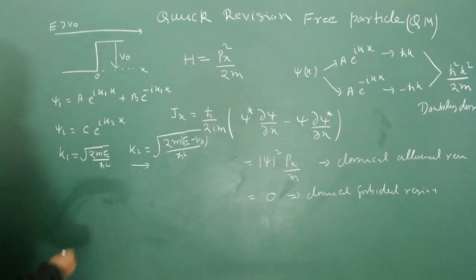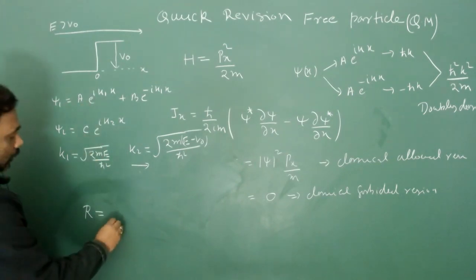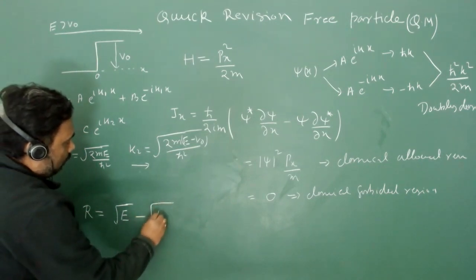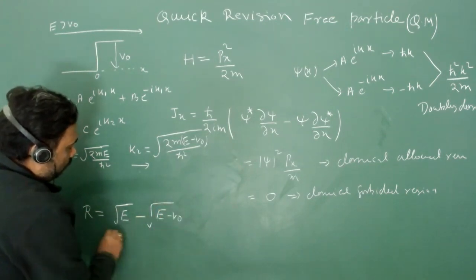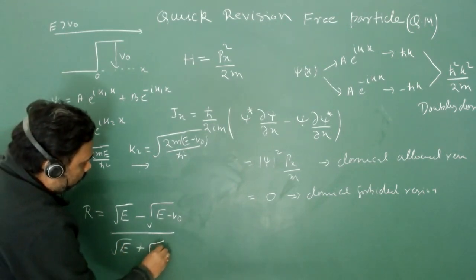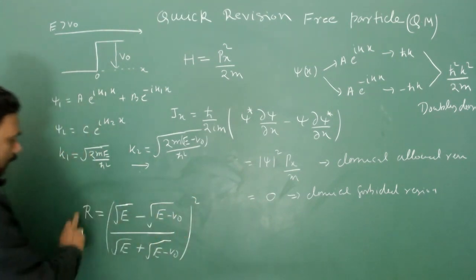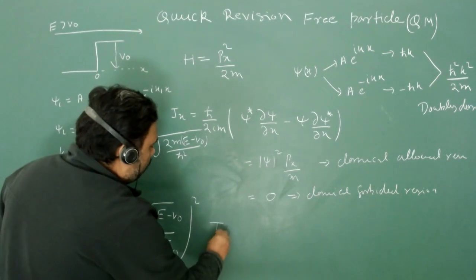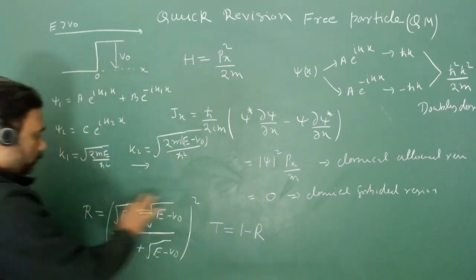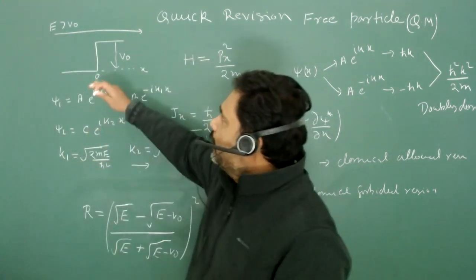So the reflection coefficient here, if E is greater than V naught, you can find this is (root under E minus root under E minus V naught) upon (root under E plus root under E minus V naught) whole square. Once you can calculate the reflection coefficient, you can easily calculate the transmission coefficient, that is 1 minus reflection coefficient. So this is a very useful formula for this step potential when E is greater than V naught.